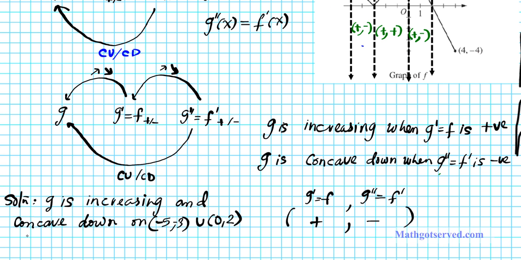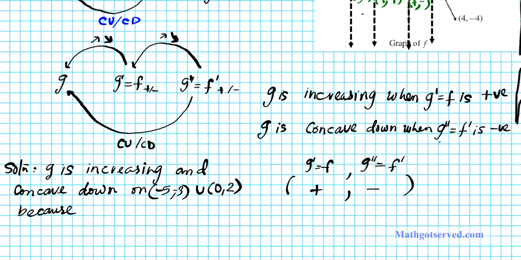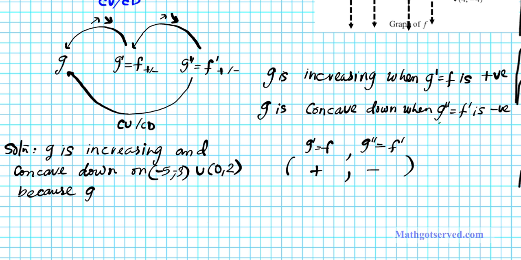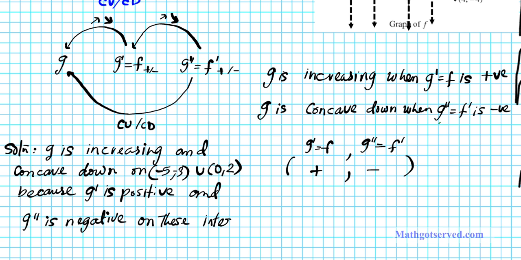Why? Because G prime is positive, which means it's increasing, and G double prime is negative on these intervals. All right, so this is the explanation why our answers are what they are.